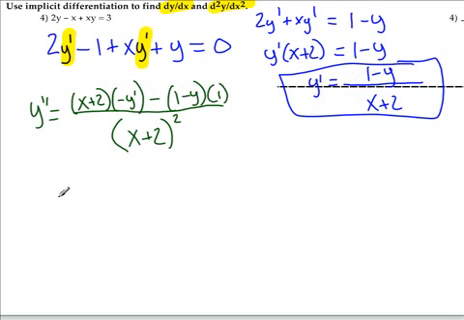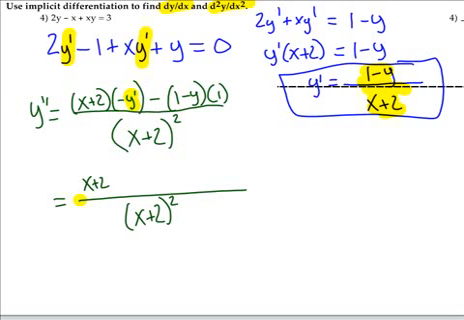This is a bit of a mess. I'm going to replace this value right here, this y prime, with what it's equal to. It's equal to 1 minus y over x plus 2. So let's go ahead and write that step out. I'll keep my x plus 2 quantity squared in the denominator. I've got x plus 2 times the opposite of y prime. I'm going to let that opposite just come out here.